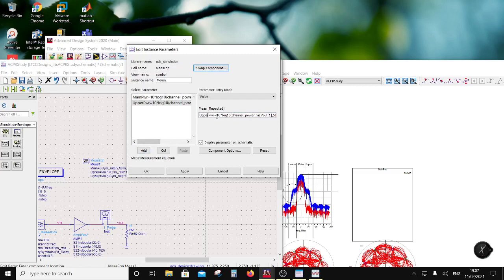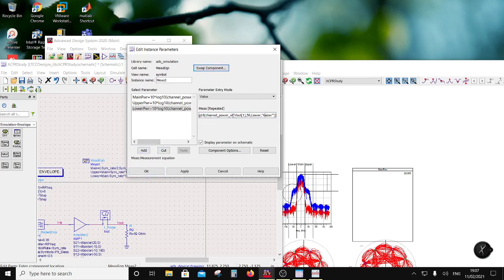Okay, so lower power is going to be lower. Okay, so this would be lower. Am I right? Yeah, add. Okay, so we have that.